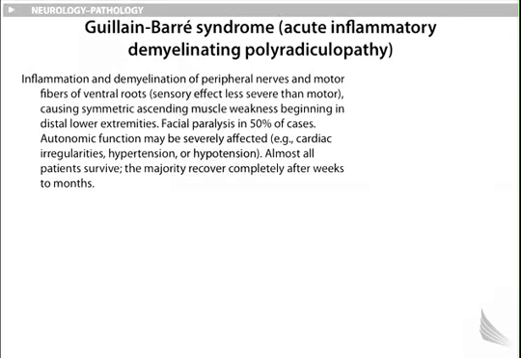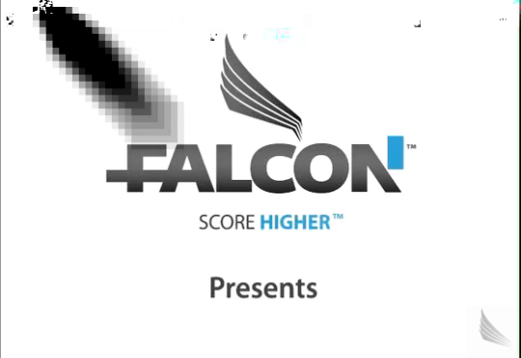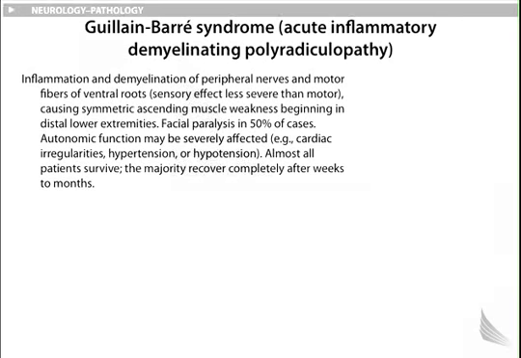Guillain-Barré syndrome, which is acute inflammatory demyelinating polyradiculopathy. Unlike MS, which is fundamentally a disease of the central nervous system, Guillain-Barré involves inflammation and demyelination of the peripheral nerves, as well as the fibers of the ventral roots. The sensory effects are often less severe than the motor effects. Patients will often have symmetric ascending muscle weakness beginning in distal lower extremities. Facial paralysis is seen in approximately 50% of cases.